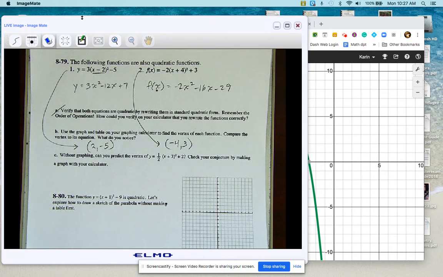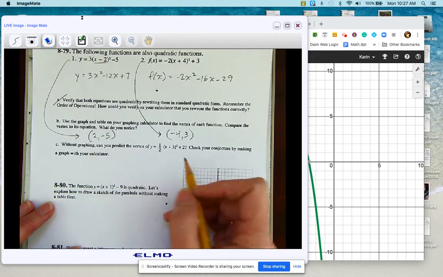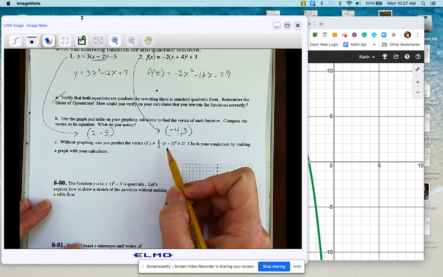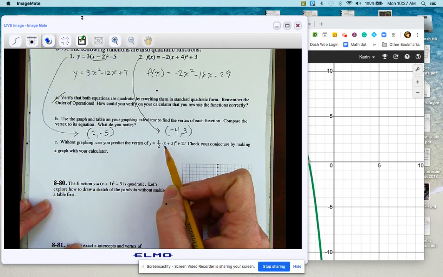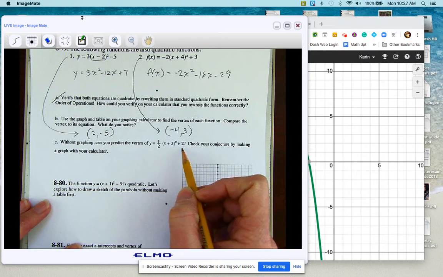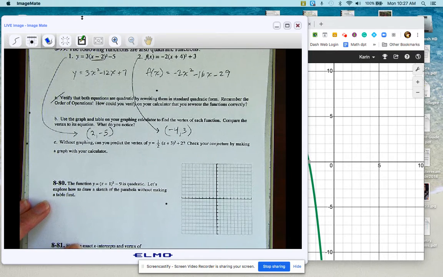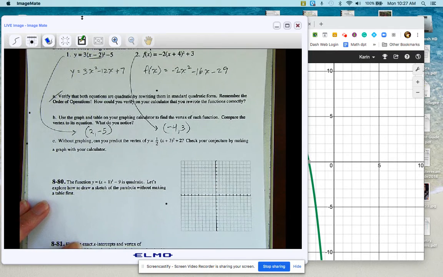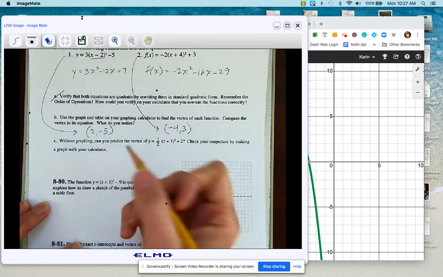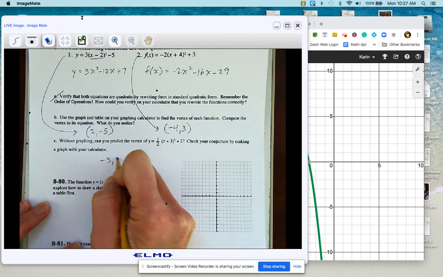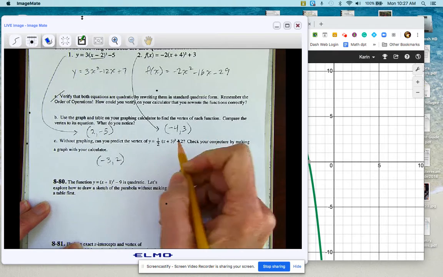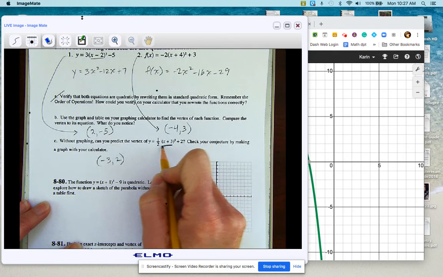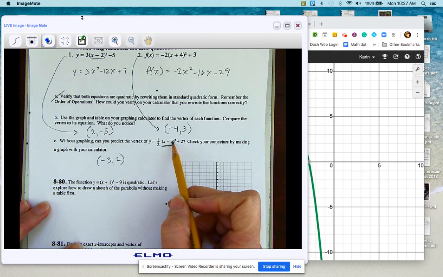Okay. All right. So knowing that, what do you think the vertex of this is going to be? y equals 1/2 times x plus 3 squared plus 2. So what value of x would give a minimum point? All right, my conjecture is it's going to be negative 3, 2. Now, how did I come up with that? What x value is going to turn this all into a 0? Negative 3.